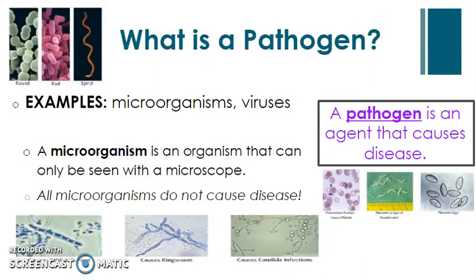A pathogen, I've used this word several times. Pathogens are agents that cause disease. Something has entered your body that's caused a disease. Examples of those would be microorganisms and viruses. I put those into two different categories because, as you'll learn later, viruses are not living things. Whereas a microorganism, an organism is a living thing, and the prefix micro means very small or tiny. So microorganisms are organisms that can only be seen with a microscope.